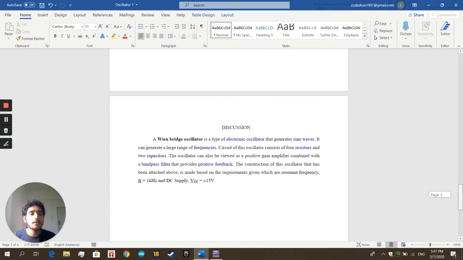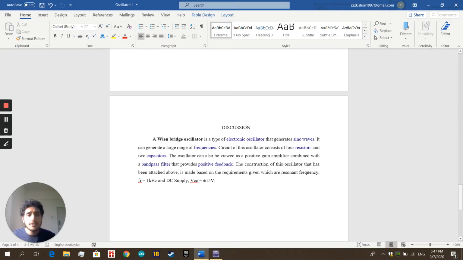What I can conclude and discuss for this oscillator circuit is that a Wien bridge oscillator circuit is a type of electronic oscillator that generates a sine wave. It can generate a large range of frequencies. For my circuit design and construction, I have included 4 resistors and 2 capacitors. The oscillator can also be viewed as a positive gain amplifier combined with a band pass filter. It can also provide positive feedback.